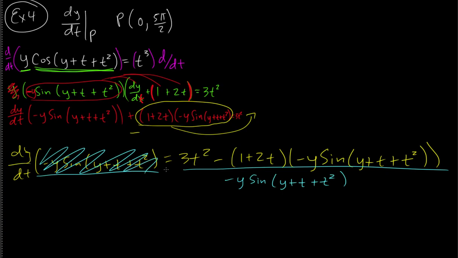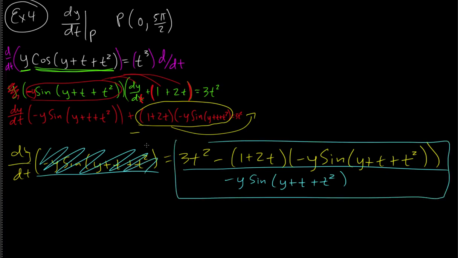Now we want to divide all of this over here, divide all this over here. So all this is gone. So our dy/dt is equal to this. And if I remember right, we're just plugging in that point. Is that what it wanted? Calculate dy/dt at that point.